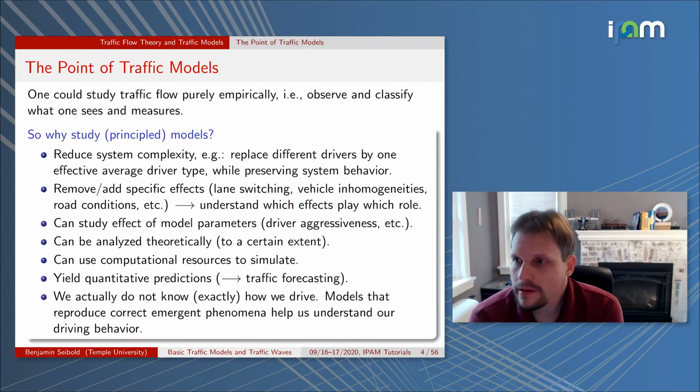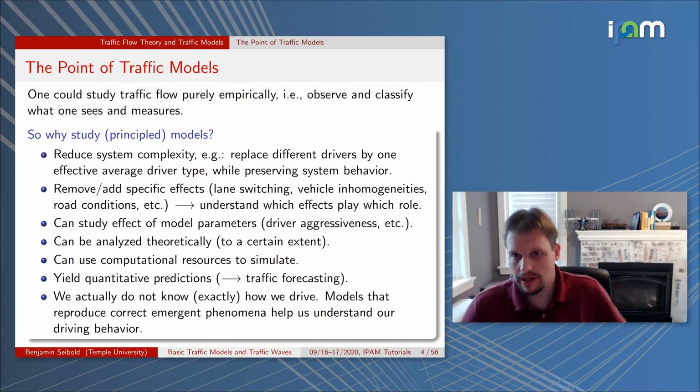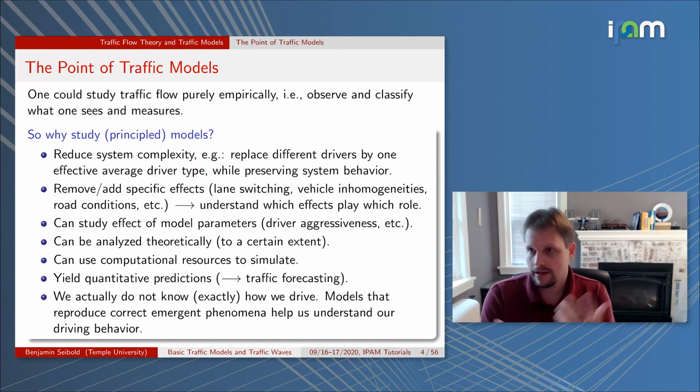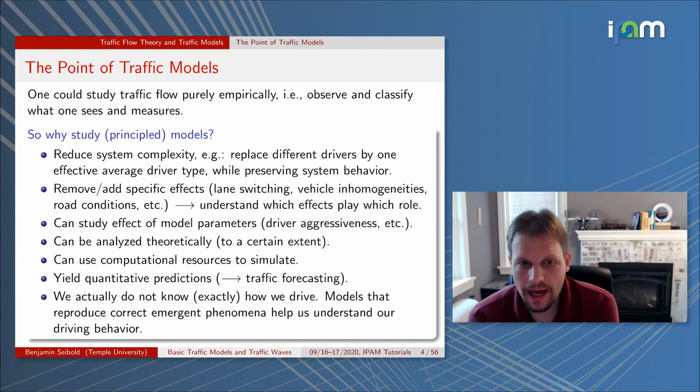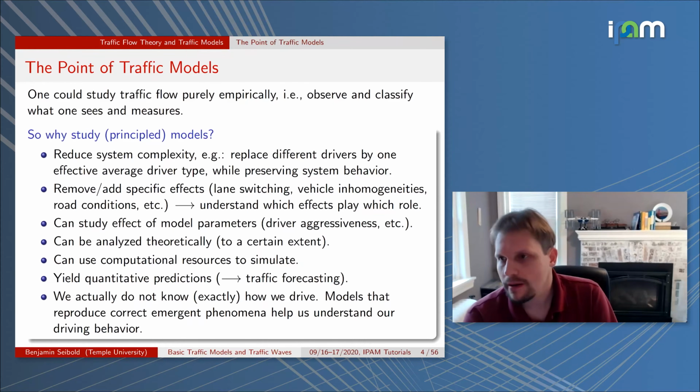So what does that enable you when you have succeeded in building a good model? Well, one is, of course, once you have a model, you can, in the model, reduce the system complexity. For example, take real traffic flow that's very complicated, replace different drivers by other types of drivers, swap in an autonomous vehicle, and then that you have a model for as well, and then study what happens. Right? You can add and remove specific effects and modify them and understand what role they play. Again, once your model is good, and one has to be clear what good means, of course, right? You can study the effect of model parameters that you have in the model.